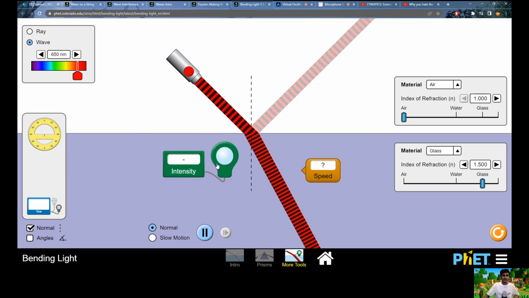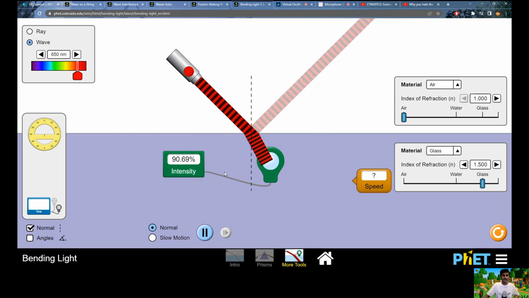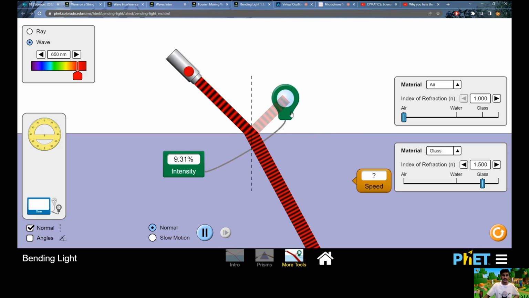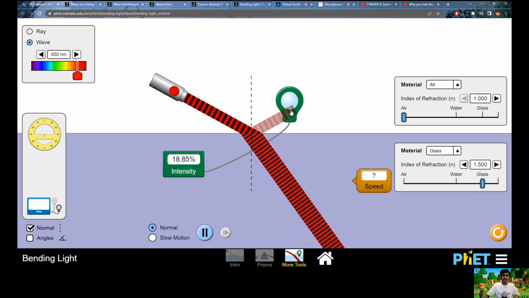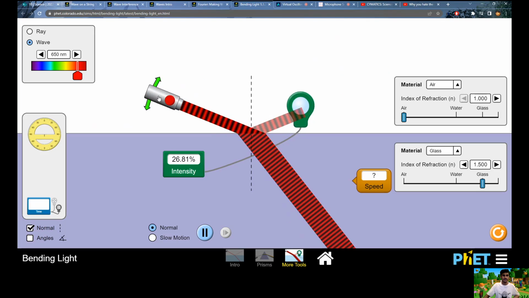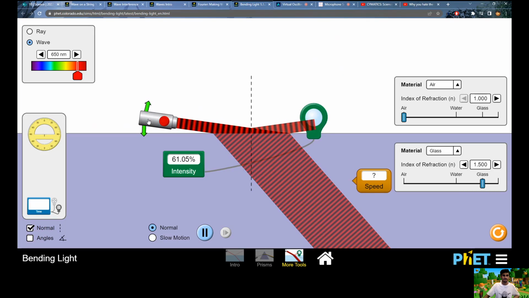This intensity meter in green can also show us what percentage of the light gets refracted, 90.69%, and what percentage gets reflected, about 9.31%, which is so small that we very often don't see a lot of the reflection of light. If I were to change the angle, you can see how that does affect the percentage that gets reflected and refracted. That's an interesting phenomenon to study another time.